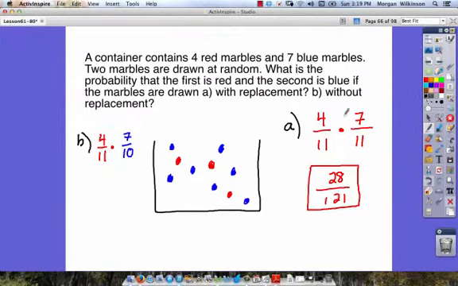So let's go ahead and find our answer. We'll simplify before we multiply to get 2/5 instead of 4/10. So 2 times 7 is 14, and 11 times 5 is 55. So we've got our second answer. It makes a big difference if there's replacement or not replacement, and you can see that in our final answer.